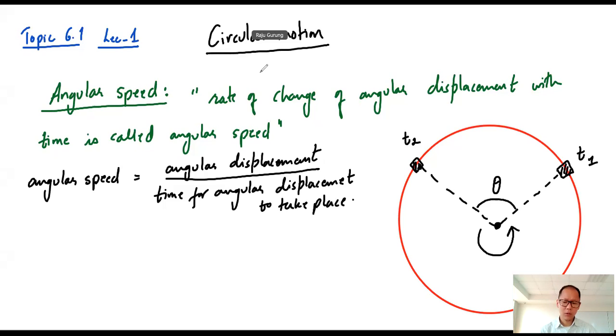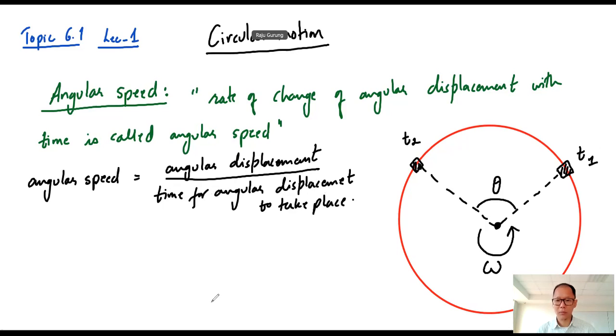Now, if you are looking at a particular circular motion which is covering a certain amount of angle in less time, then you automatically assume that that object is spinning faster. So in other words, you can think of angular speed as a measure of how fast it is moving in a circle. By definition, angular speed is the angular displacement over time, so it's the time taken for the angular displacement to take place. The notation for angular speed is omega.